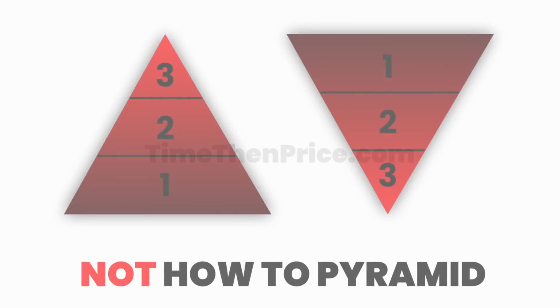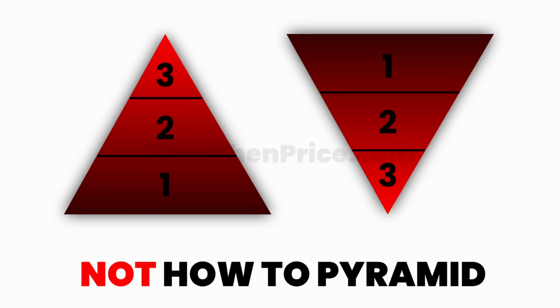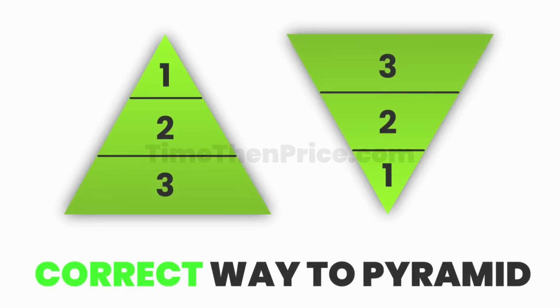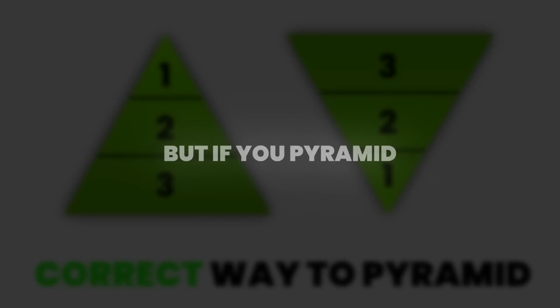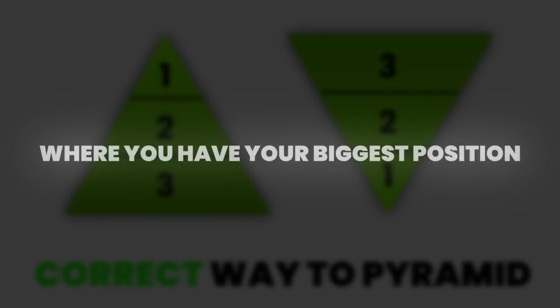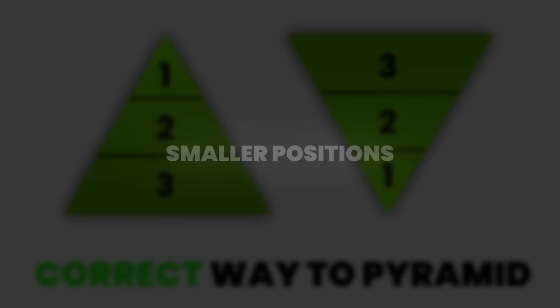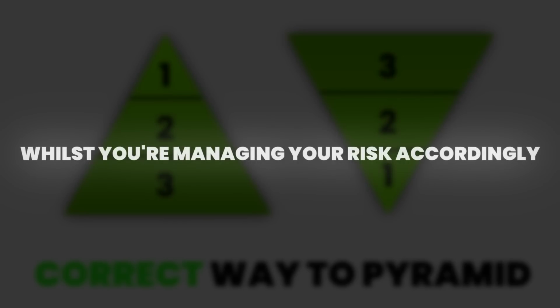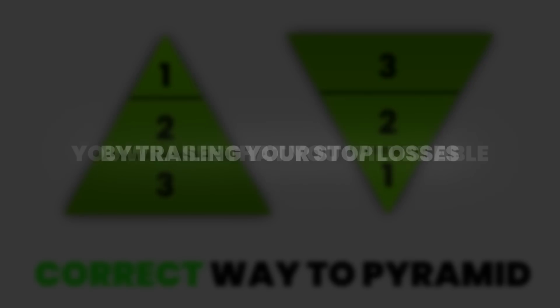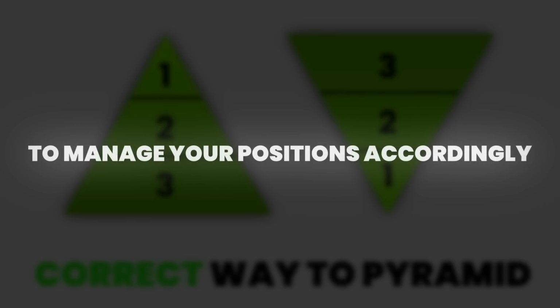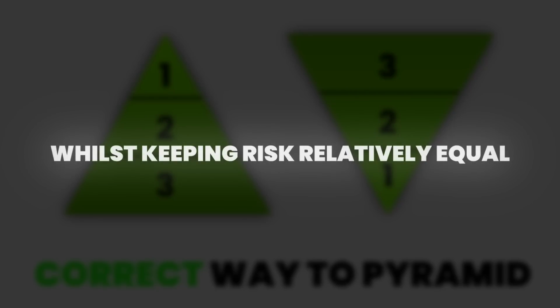We never pyramid from the bottom to the top. We always pyramid from the top to the bottom, meaning our biggest entry comes first. Always, because if you don't and the market runs against you, you will see that the damage will be increased significantly. But if you pyramid from the top to the bottom, where you have your biggest position initially on, and you pyramid onto that position, always with smaller positions, whilst you're managing your risk accordingly by trailing your stop losses, you will see that you will be able to manage your positions accordingly whilst keeping risk relatively equal.